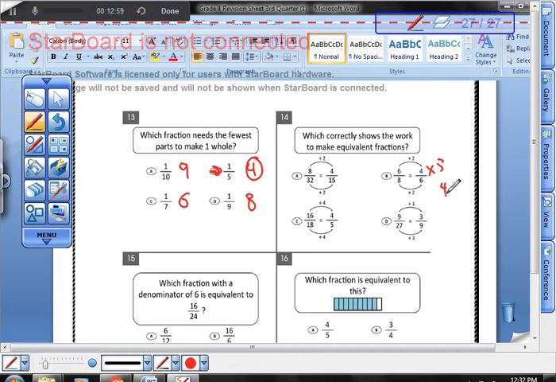C, 16 divided by 4 equals 4. Yes. 18 divided by 4: can we divide 18 by 4? Do we have 18 as a multiple of 4? No. So the answer here is wrong. D, 9 divided by 3 equals 3. Yes. 27 divided by 3 equals 9. Yes. So this is the answer.